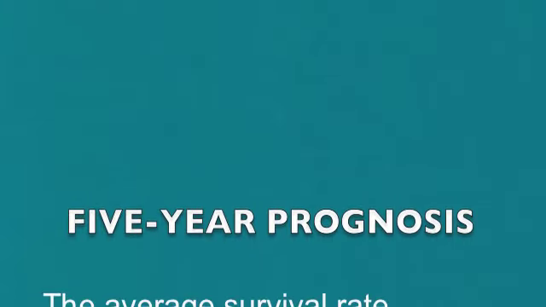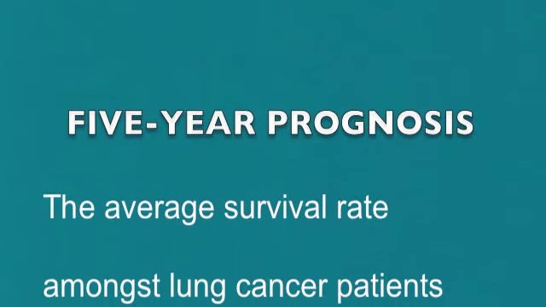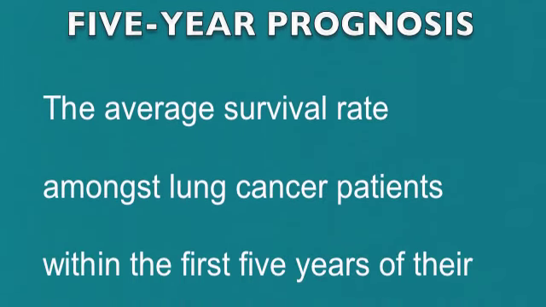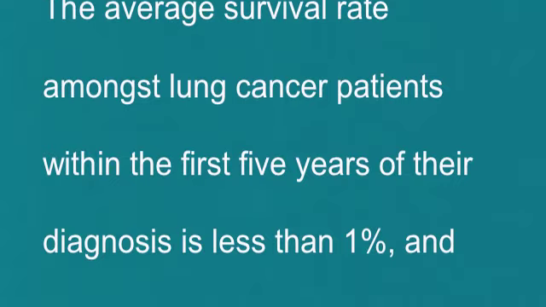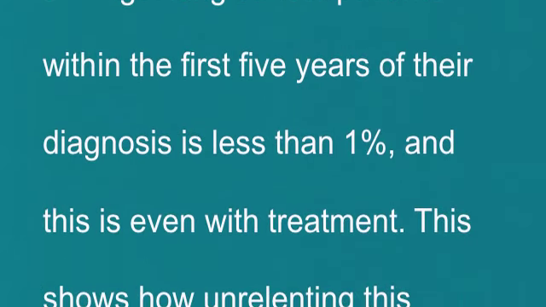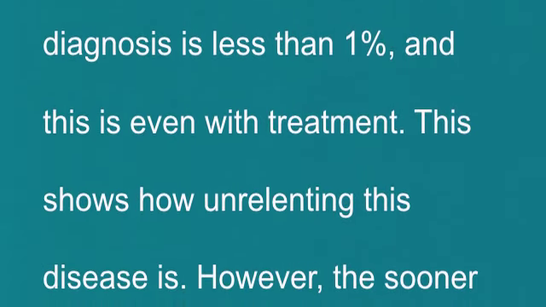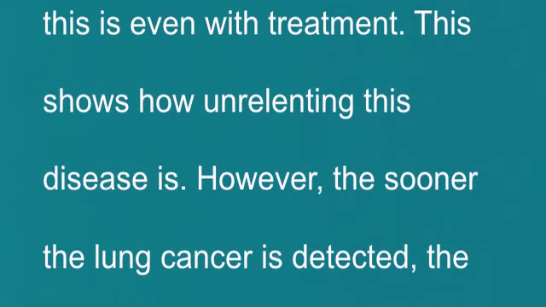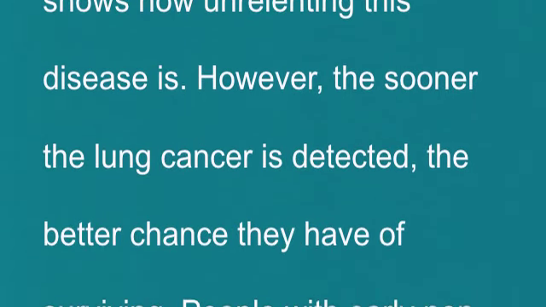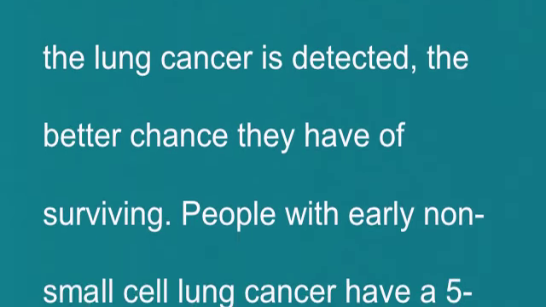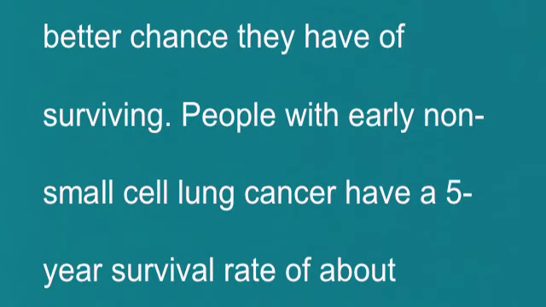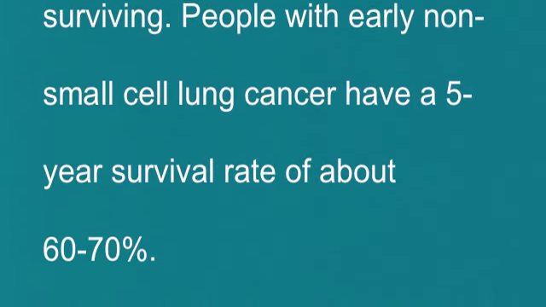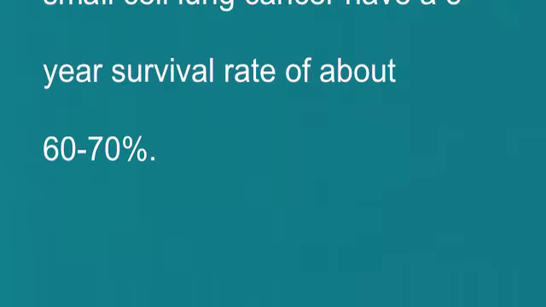The average survival rate amongst lung cancer patients within the first 5 years of their diagnosis is less than 1%, and this is even with the treatment. This shows how unrelenting this disease is. However, the sooner the lung cancer is detected, the better chance they have of surviving. People with early non-small cell lung cancer have a 5-year survival rate of about 60 to 70%.